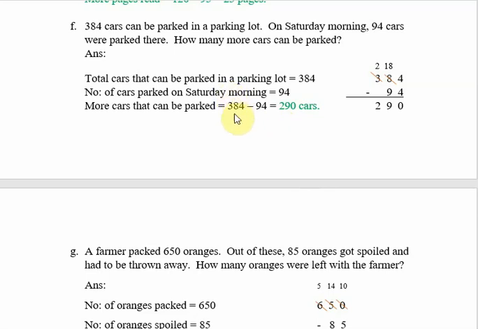So 384 minus 94. So do the calculation here. 4 minus 4 is 0. 8 minus 9 not possible. So borrow 1 from the hundreds place to make it 18 tens. So 18 minus 9, you will get the answer 9. As 100 is borrowed, here 3 becomes 2. So 2 minus nothing is there, so write down 2 as it is. So 290 cars can be parked there. Already 94 are there. You can park 290 more cars in that parking lot.